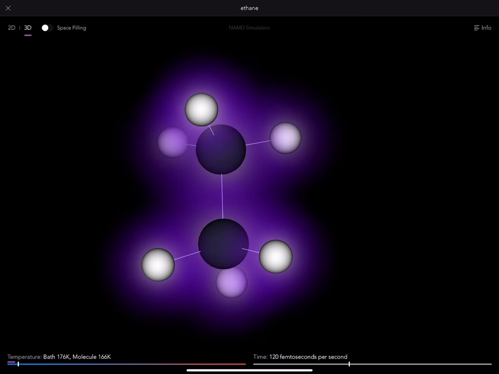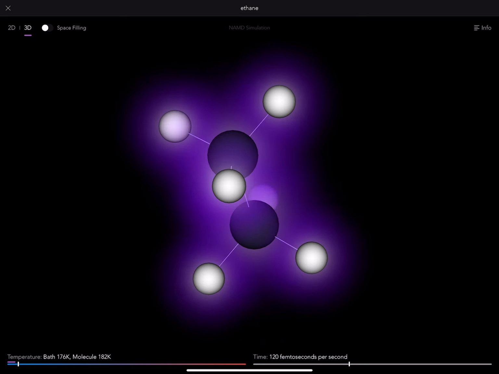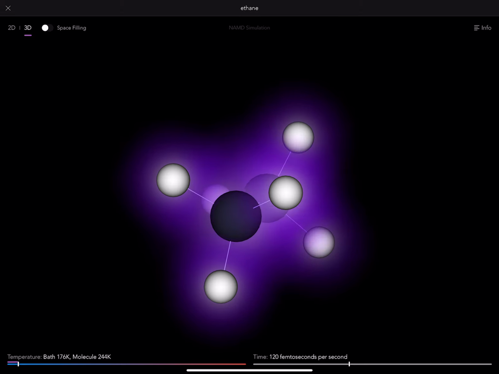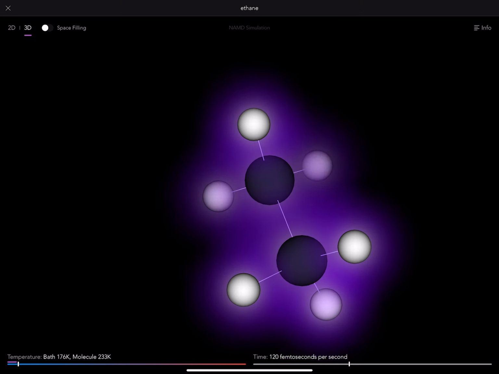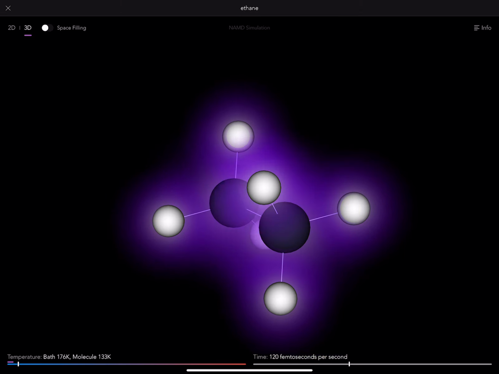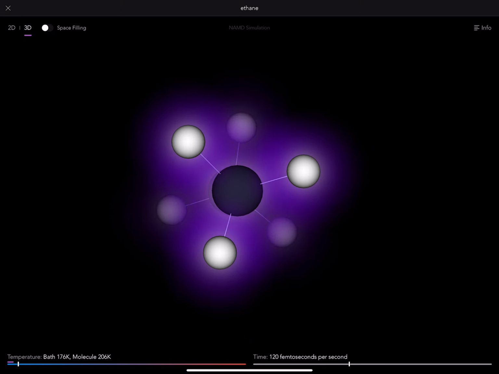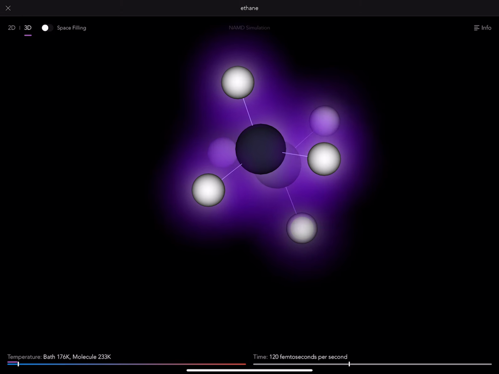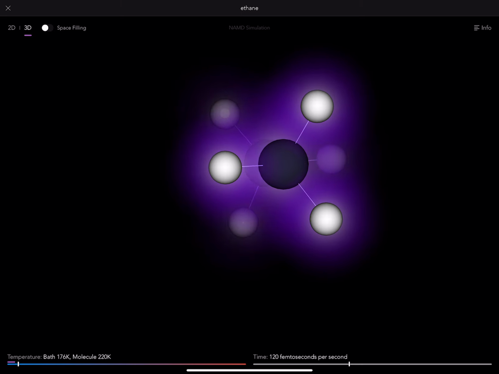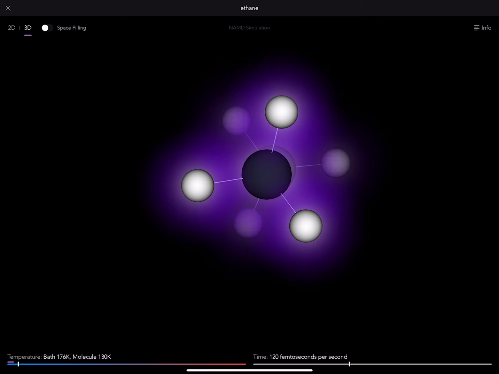Conformation. That refers to different shapes of a molecule, not different bonding, but just different shapes. And you can see that there's this characteristic low energy shape where the CH bonds in the front are sort of staggered in between the CH bonds in the back.